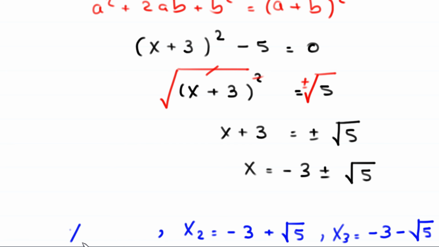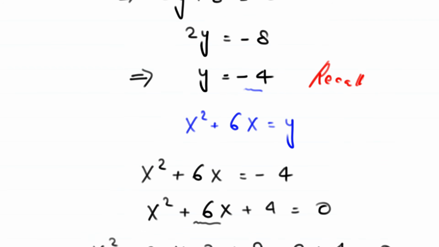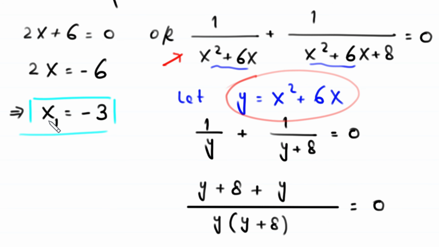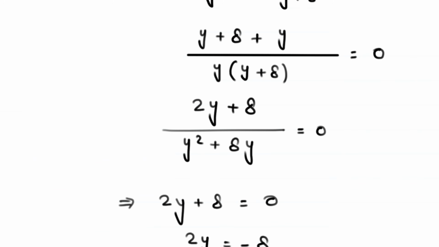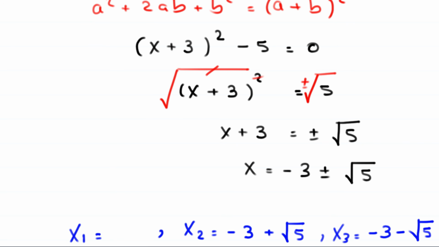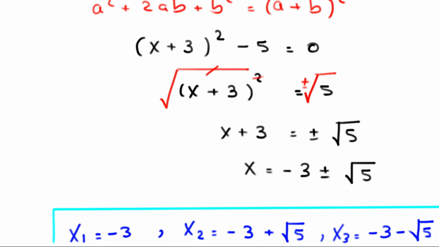And first we found that x1 is equal to negative 3. So we have 3 solutions for this equation: negative 3, negative 3 plus root 5, and negative 3 minus root 5.